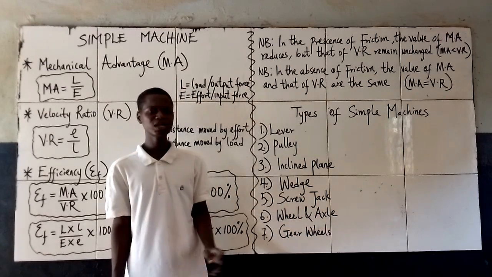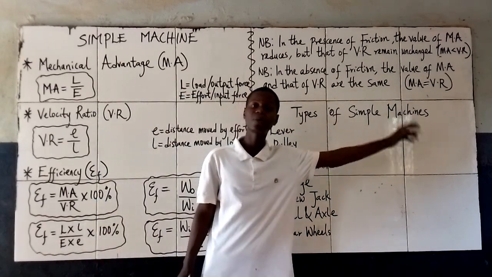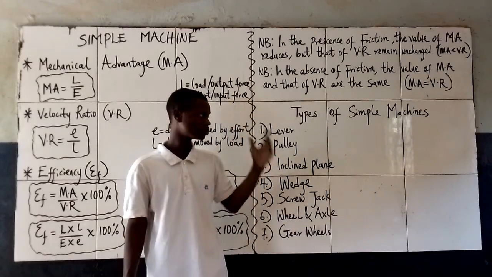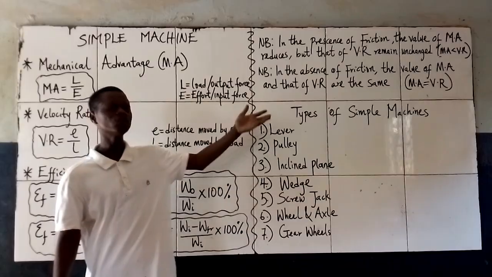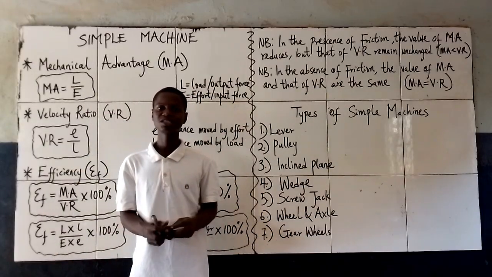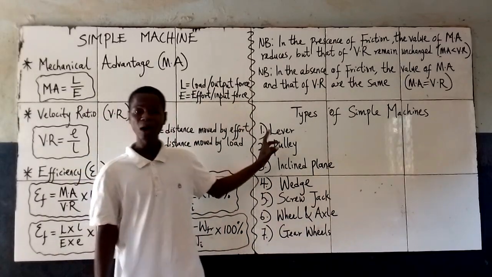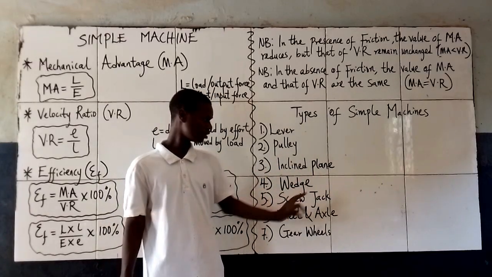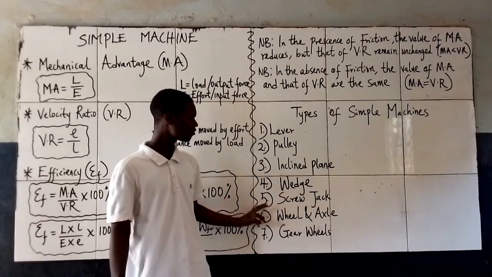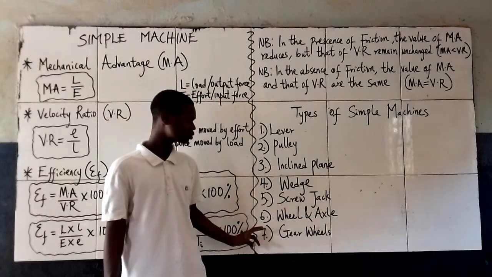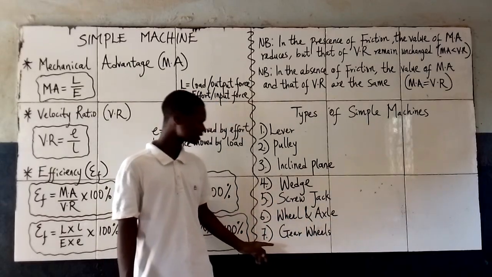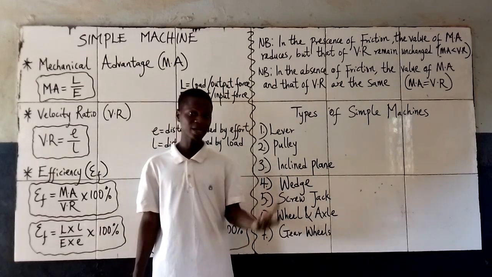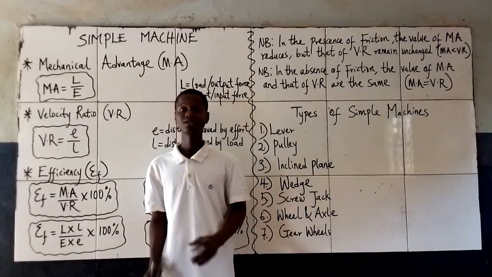So about now, we're looking at what I call the types of simple machine. We've known the introductory formulas we must have at the back of our mind. So let's see what are the common simple machines we can find in physics. Number one, lever. Number two, we have pulley. Number three, the inclined plane. Number four, the wedge. Number five, the screw jack. Number six, the wheel and axle. And lastly, we have the gear wheels. So these are the basic types of simple machine we must know.